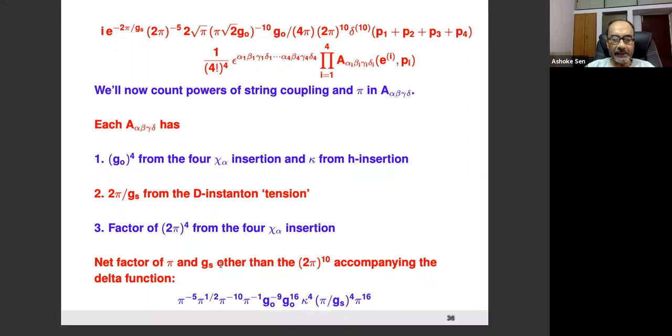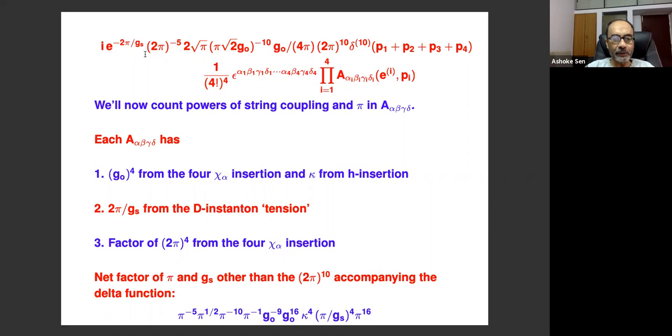So now we can count the powers of pi and G string. You see, pi to the minus 5, I have written pi to the half, this is pi to the minus 10. Then this 1/pi is here. Then G_O to the minus 9 is the minus 10 plus 1. And then everything else is from the A, right? 4 powers of kappa, 16 powers of G_O, because each of these is repeated 4 times. Then pi by G_S comes 4 times, and then this pi comes 16 times. That's the net factor of G_O and pi.